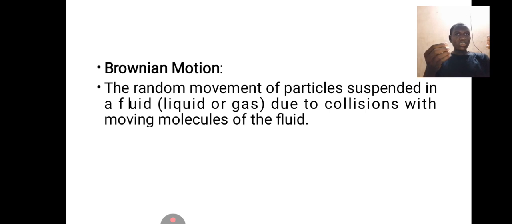Brownian motion has to do with the random movement of particles suspended in a fluid due to collision with the moving molecules of the fluid. I believe that this is clear, but I have a picture also to explain this.